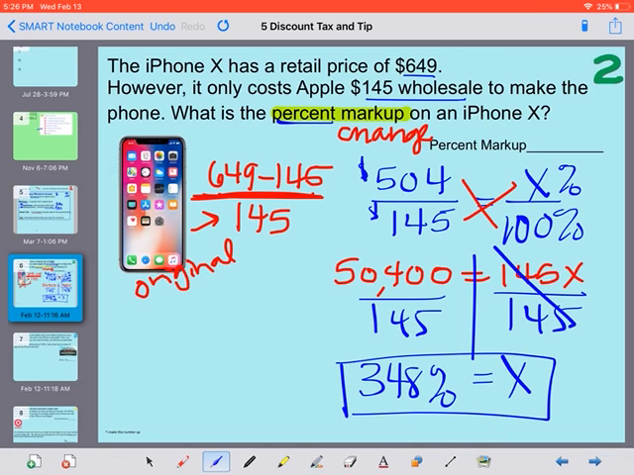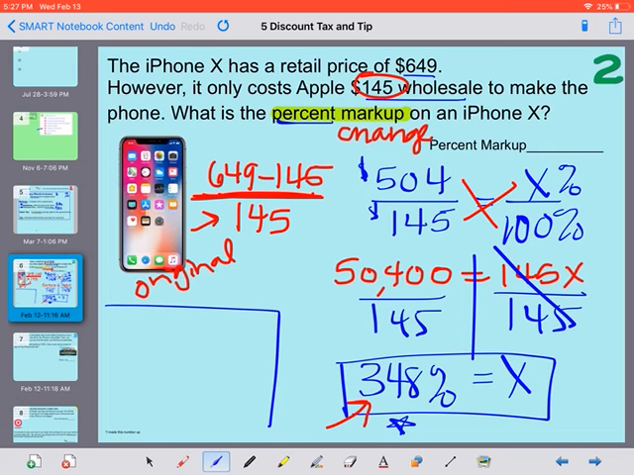Now think about this. If they marked our price up 100%, instead of being $145, it would be double that. It'd be like $290 if we double 145. So they're marking the price up 3.5 times more than the original price. So I'm just going to do a little thinking in this box here for a second to show you that this answer is correct.